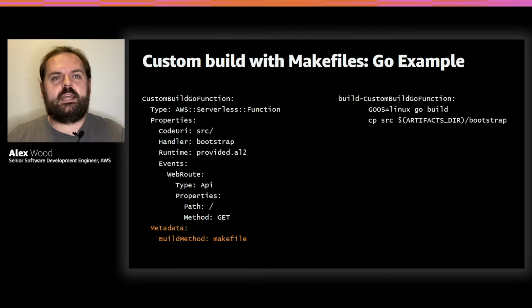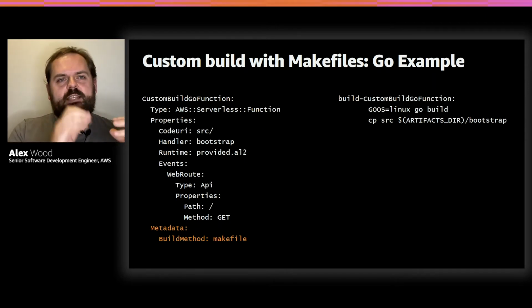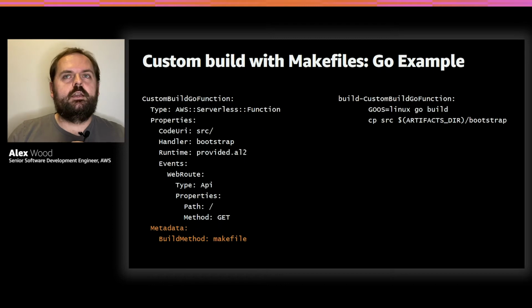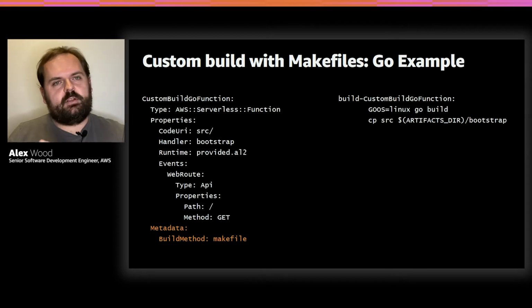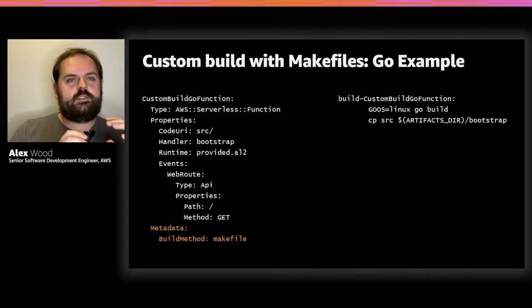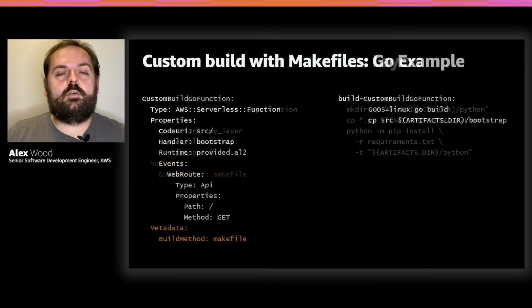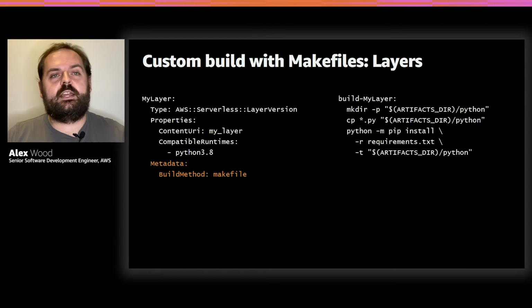In this case, you can say, rather than what SAM CLI's build would do, I would like you to build based off of a makefile that will tell you how to run. So in this case, for example, we're building a Go function, and we're saying, here are build flags and build settings, and then we're going to copy the generated bootstrap binary into an artifacts directory that is then uploaded to AWS Lambda. This can also come in handy for building layers for AWS Lambda.